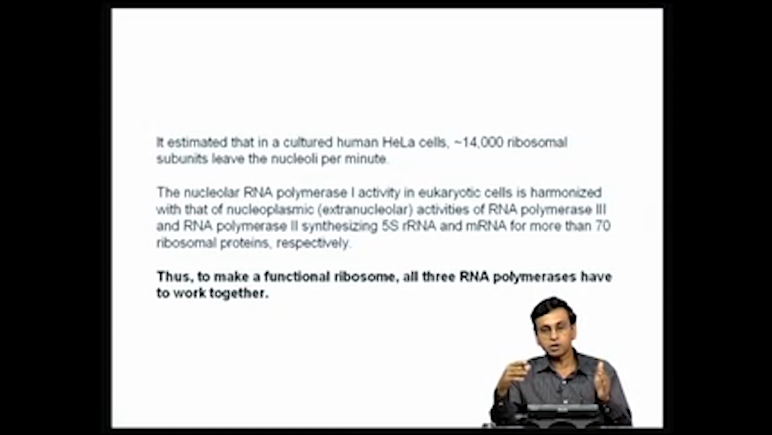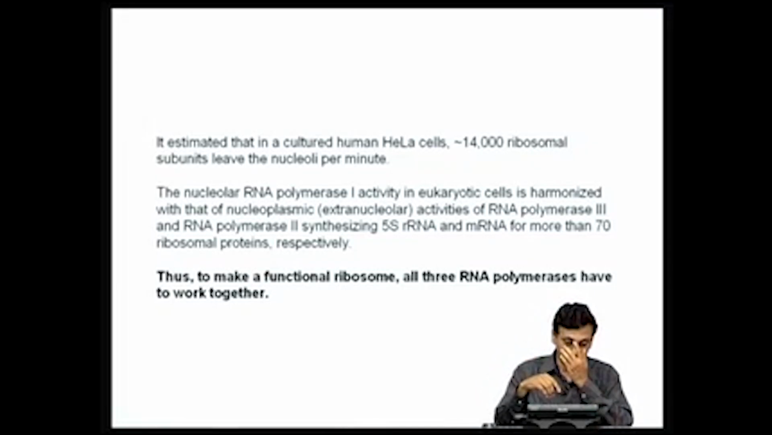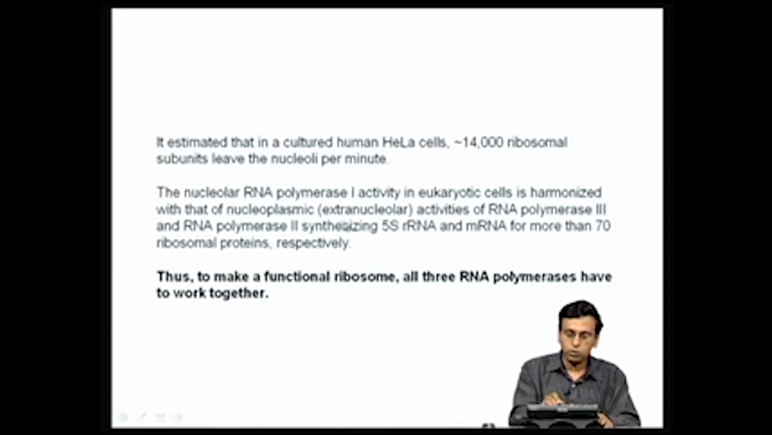So, the transcription regulation of ribosomal DNA takes place depending upon the physiological status of cells. If a cell is differentiated and does not actively divide, the ribosomal transcription is very low, but in actively growing and dividing cells, the ribosomal DNA transcription is very high, because proteins have to be made in large amounts. Now, the nucleolar RNA polymerase 1 activity inside eukaryotic cells is harmonized with the nucleoplasmic, that is extranucleolar, activities of RNA polymerase 3 and RNA polymerase 2. This is also a very important point.